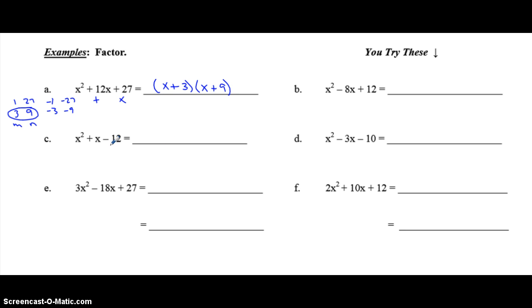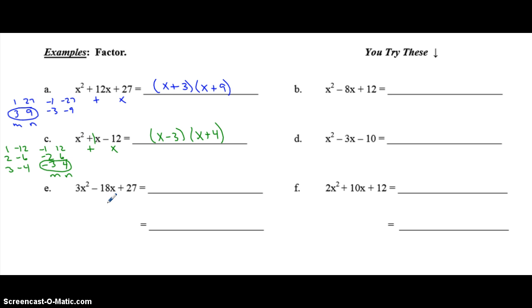Next example. What multiplies to give you -12 and adds to give you +1? Well, that's 1 and -12, 2 and -6, 3 and -4, or you can have -1 and 12, -2 and 6, -3 and 4. Again, this part you can do in your head if you want. The pair that adds to +1 is this. So your answer is x minus 3, x plus 4.